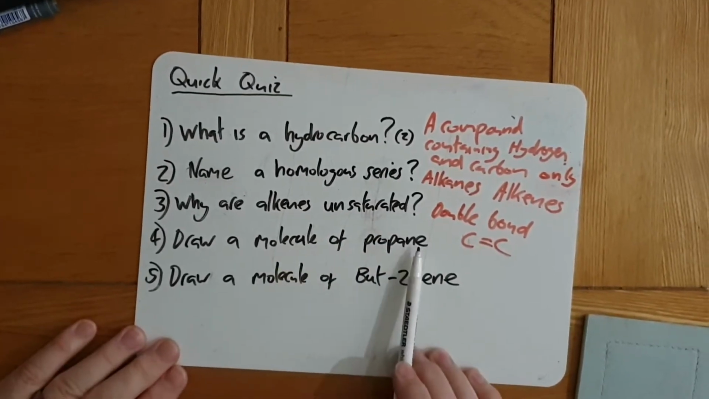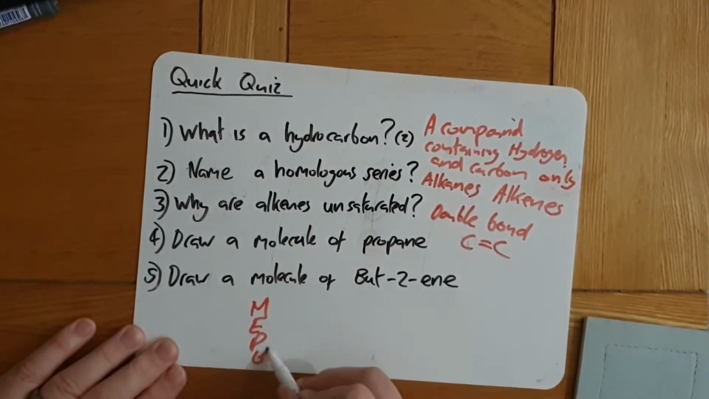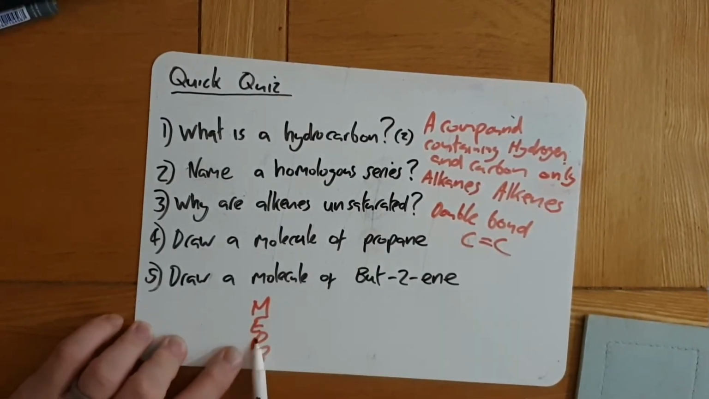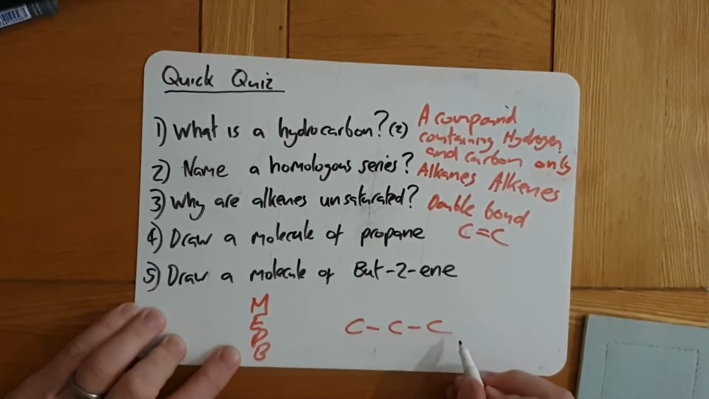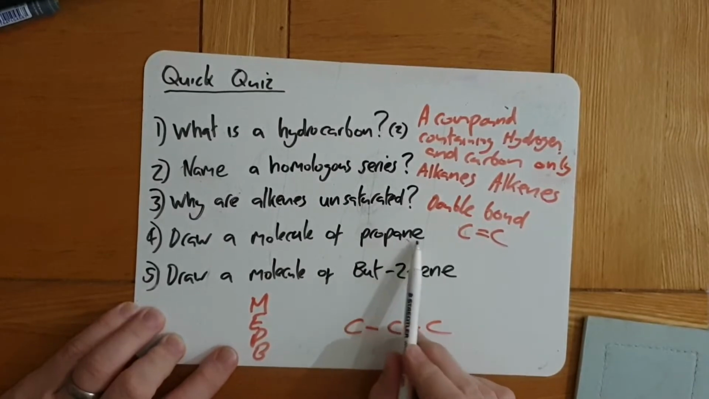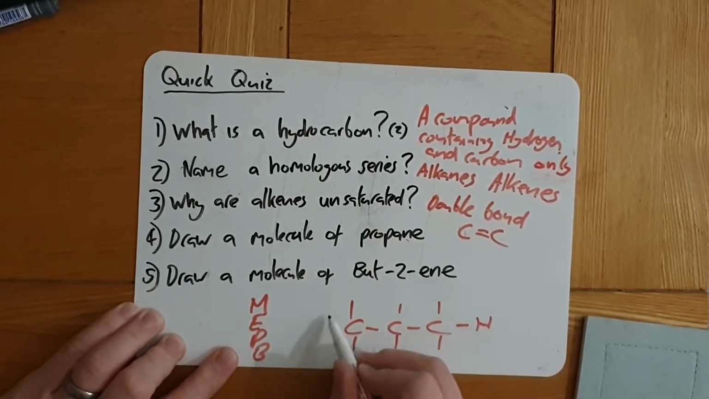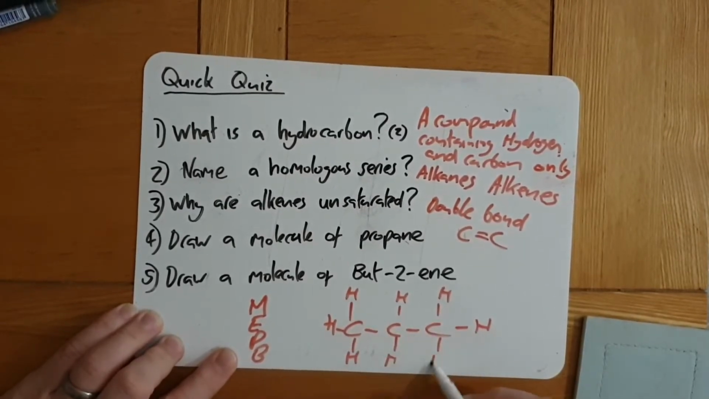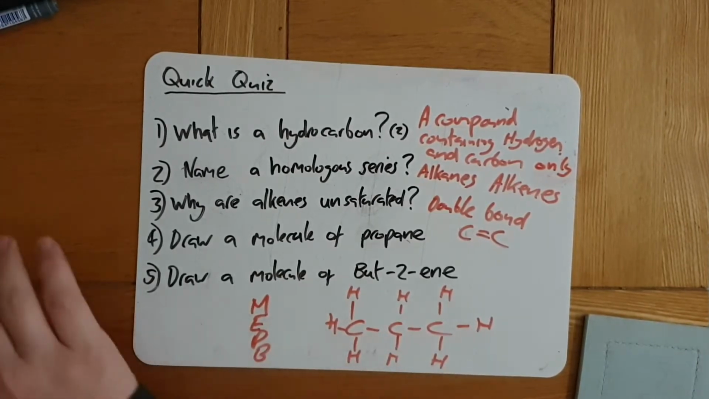Right, draw a molecule of propane. So you should hopefully have started to remember by now. MEP-B, methane, ethane, propane, butane. 1, 2, 3. So prop, 3, because it's got 3 carbons. 1, 2, 3. And then ane shows it's an alkane. Alkanes are saturated, they've got only single bonds. So we fill in the hydrogens. So 3 carbons and then 8 hydrogens.